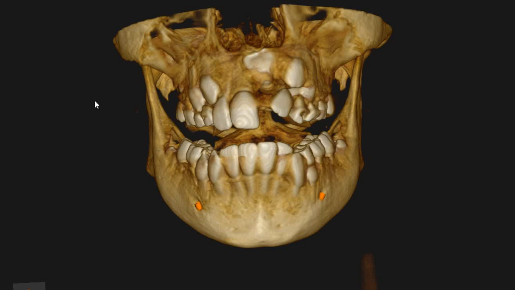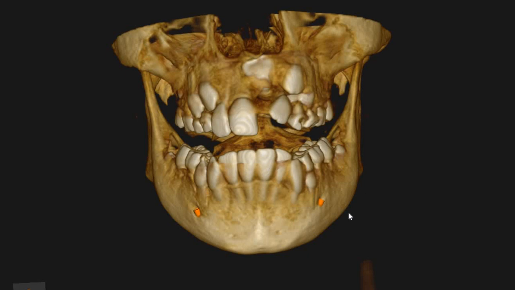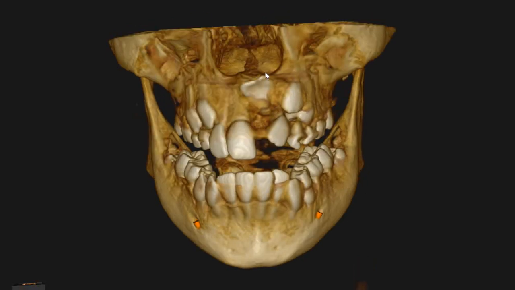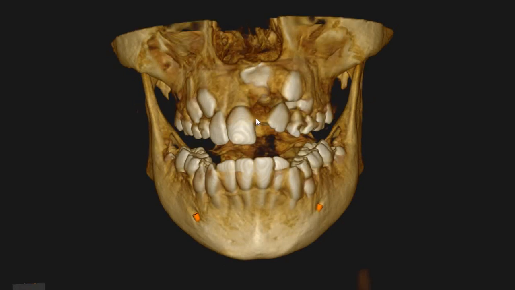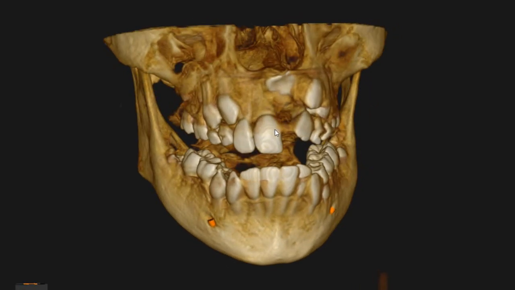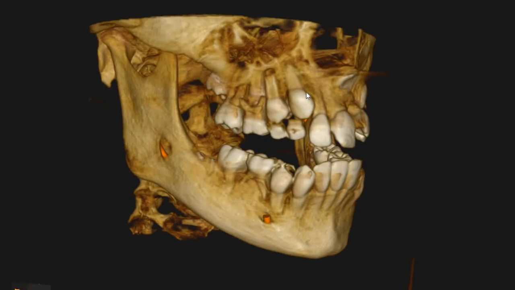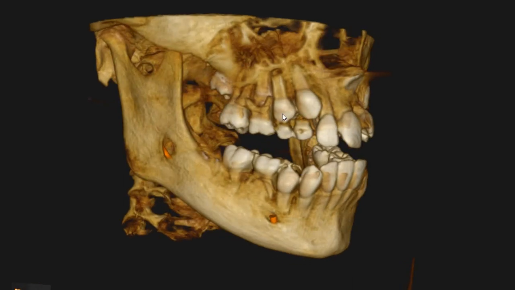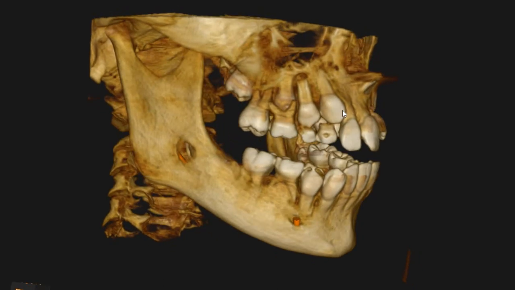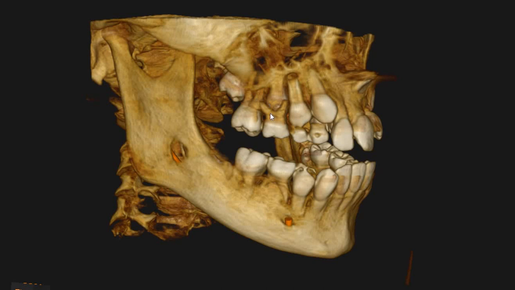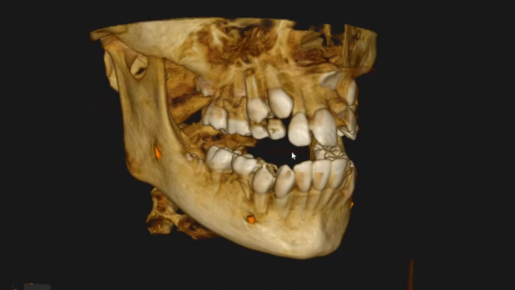This is the CBCT of the patient that you had requested. The 3D rendering shows that the upper left central incisor is impacted. The upper right central incisor is erupted. The upper right lateral incisor is erupted. The upper right canine is unerupted. The upper right first premolar is unerupted. The upper right second premolar is unerupted. And the upper right first molar is erupted as well.